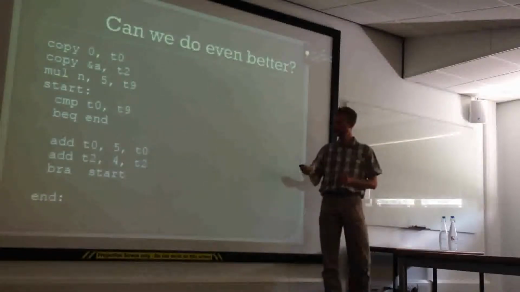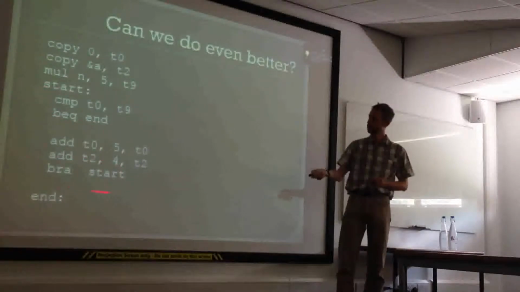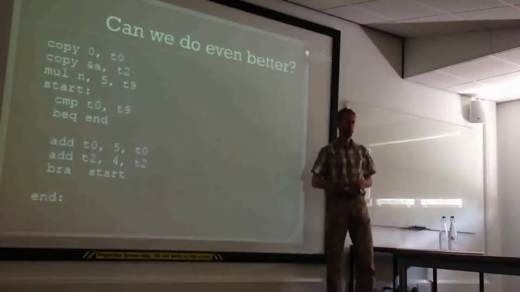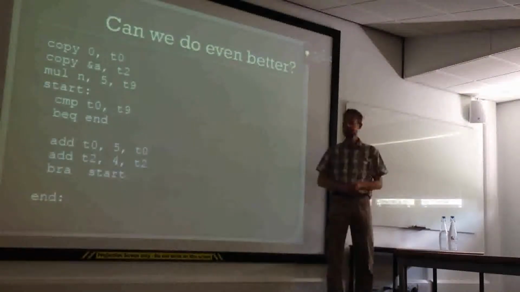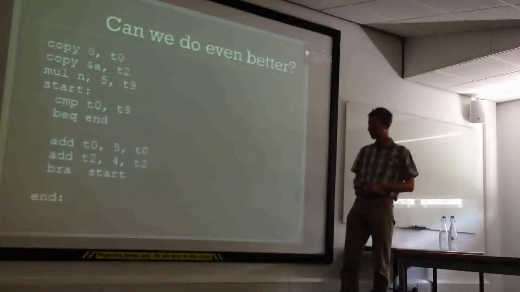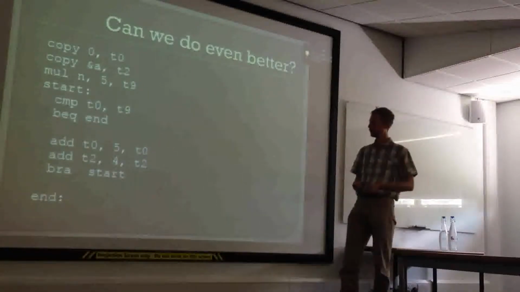So we have two branches. We have a branch here, which is your comparison, and you have a loop closing branch here. So we have two branches, and branches are expensive. You really don't want to do branches. So how could we eliminate the branches? How could we get fewer branches?